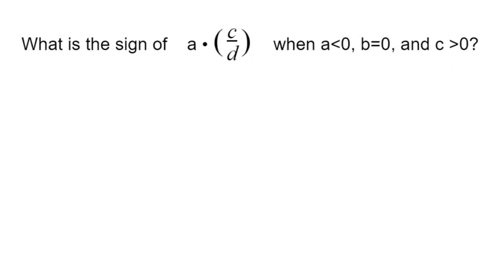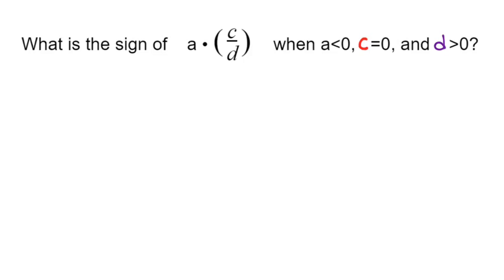Next example. What is the sign of a times c divided by d when a is less than 0, and here's a typo, b equals 0 and c is greater than 0. That needs to be a c and d there. Again, that is a typo. So c equals 0 and d is greater than 0.